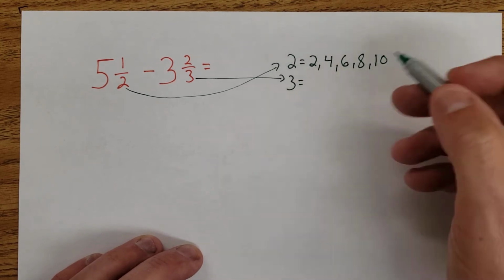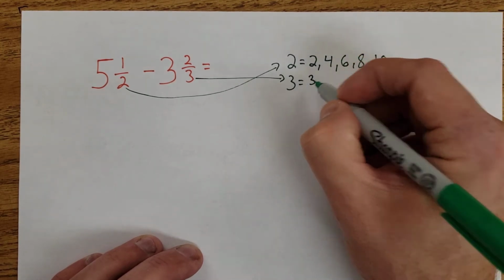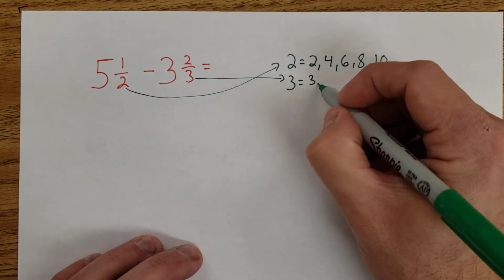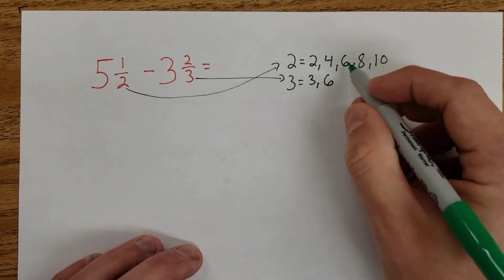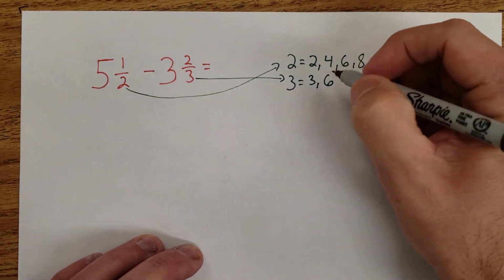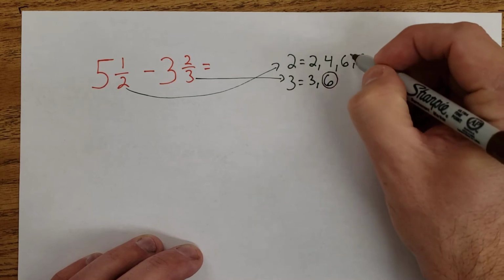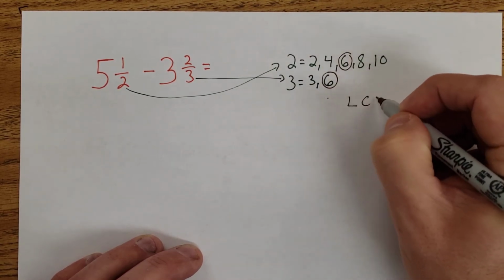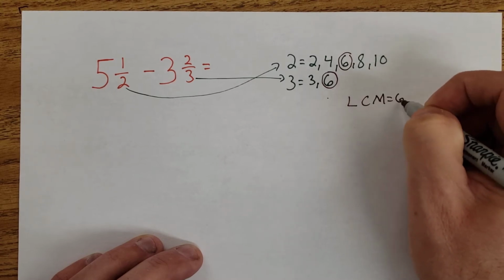I check my 3s. I do my first 3. 3 times 1 is 3. That doesn't have a match. So I do my next 3. 3 times 2 is 6. And now I can see that I actually do have a match. They both have 6s. So that is going to be my LCM, 6.